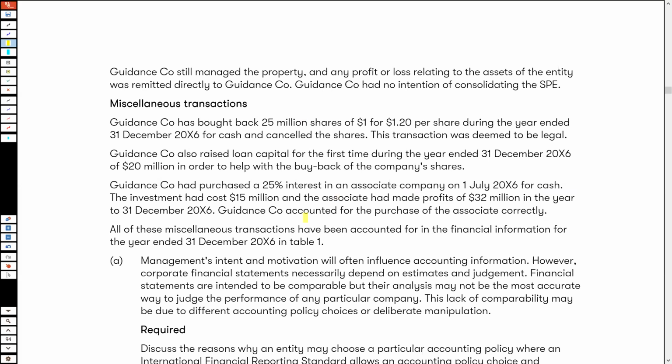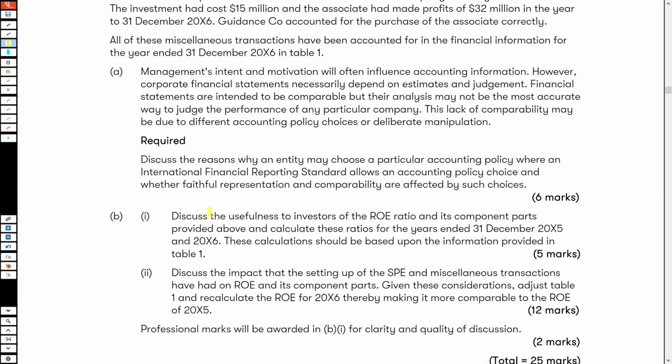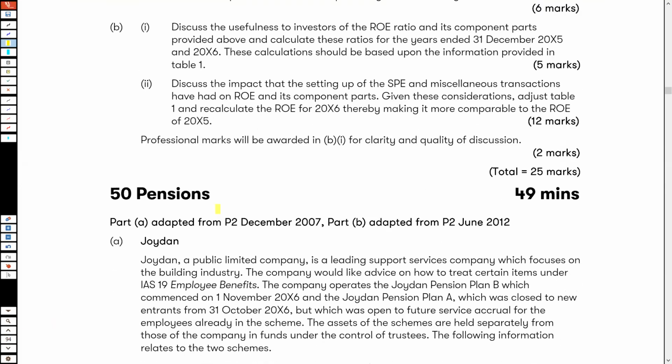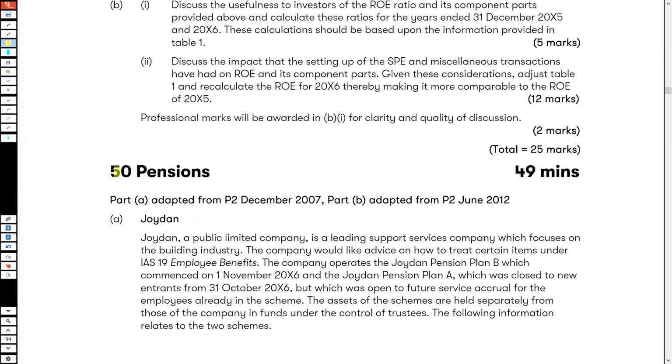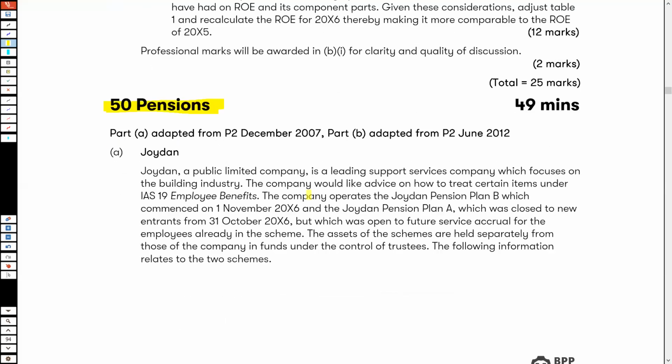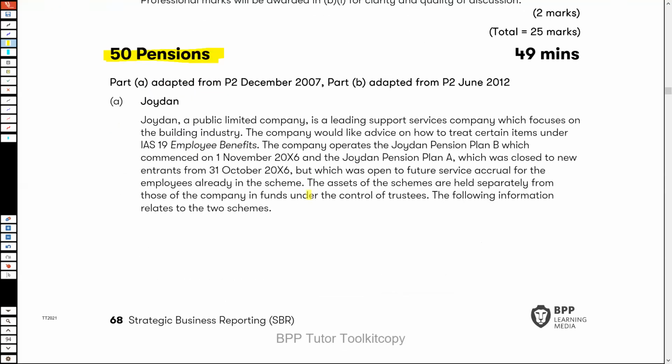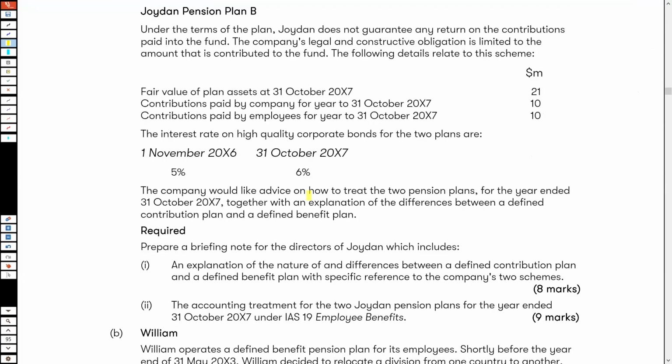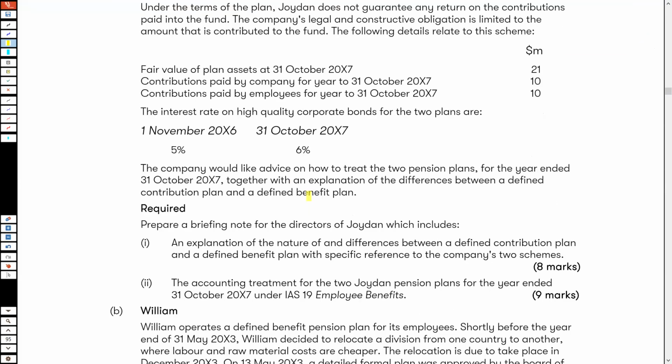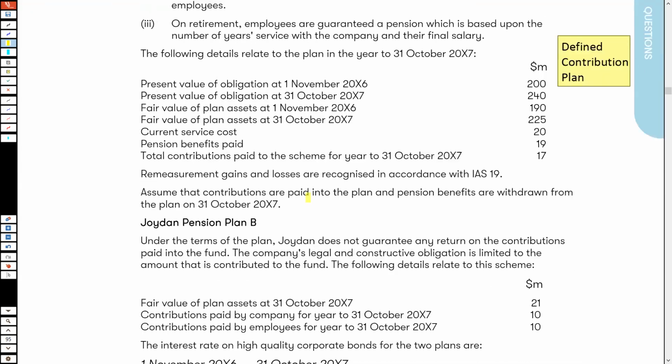So it's basically PDF page number 94. Now, this is question 50, pensions. It's an old question that has been adapted. I will go through this question, and I want you to see how I actually answer it.